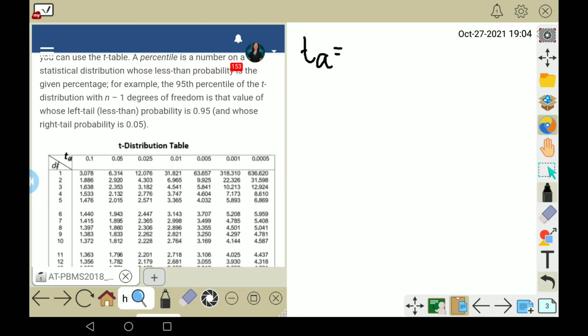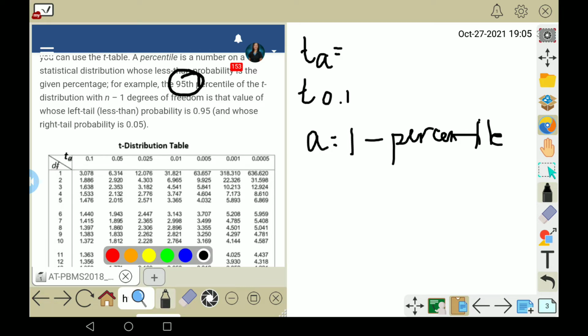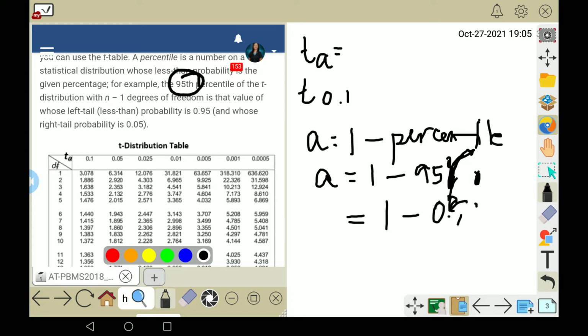So for example, T of 0.1. Okay, so the 0.1 is from the A, which is equal to 1 minus your percentile, or the indicated percentile or percentage. So for example, here we have your 95th percentile. This means that A is equal to 1 minus 95%. Okay, because percentile is from the word percentage, which means per 100. So 95% is represented by 1 minus 0.95, and your A represents 1 minus 0.95.